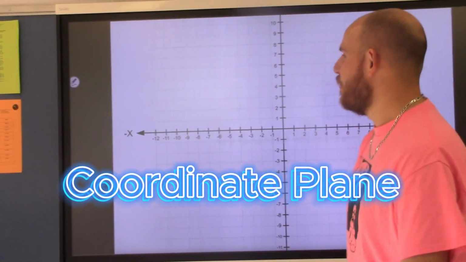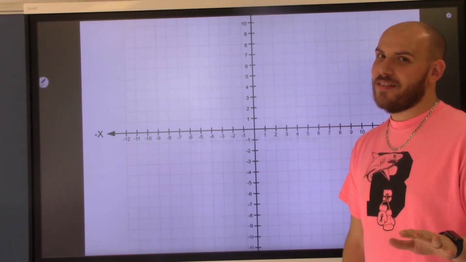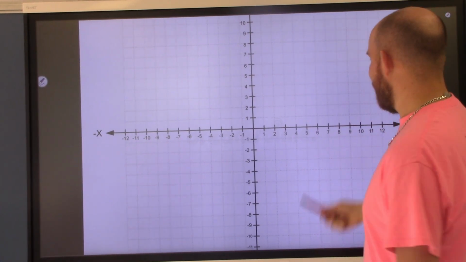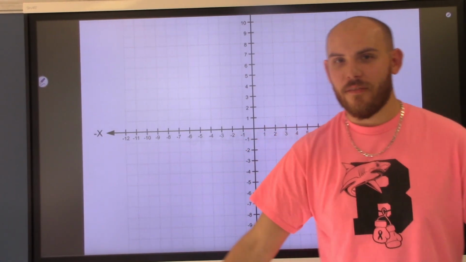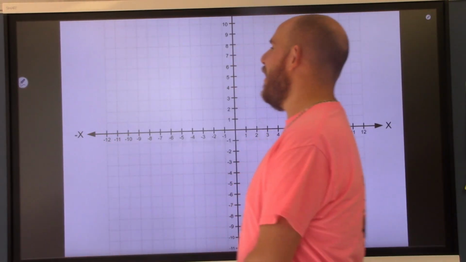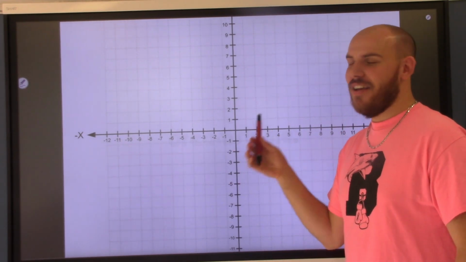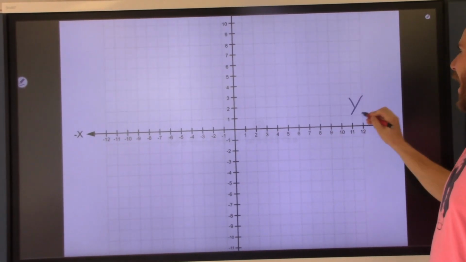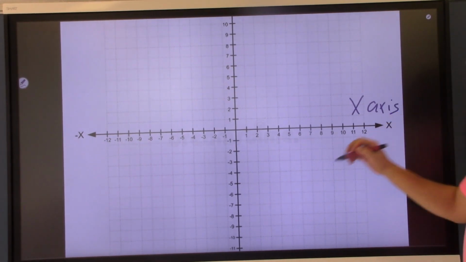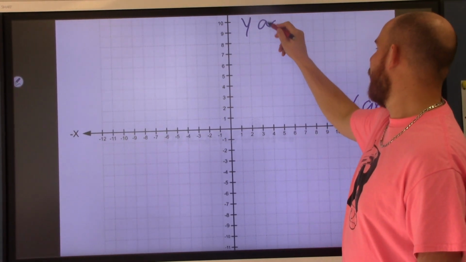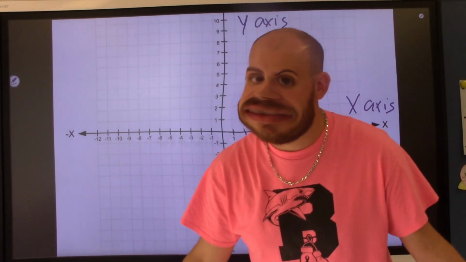Okay, so another name for a graph is a coordinate plane. That's the fancy term. So we're going to talk about a couple things today. First is, what are these lines on the graph? They have special names. Can you think of them? That's right. They're called axes. The one that's horizontal is our x-axis. The one that is vertical, up and down, is our y-axis. Makes sense, right?